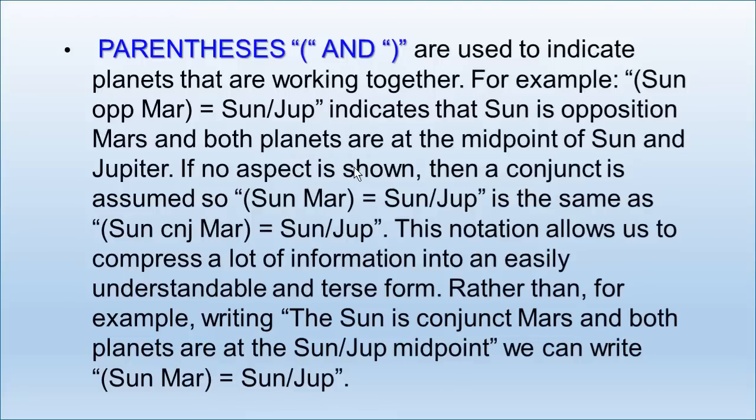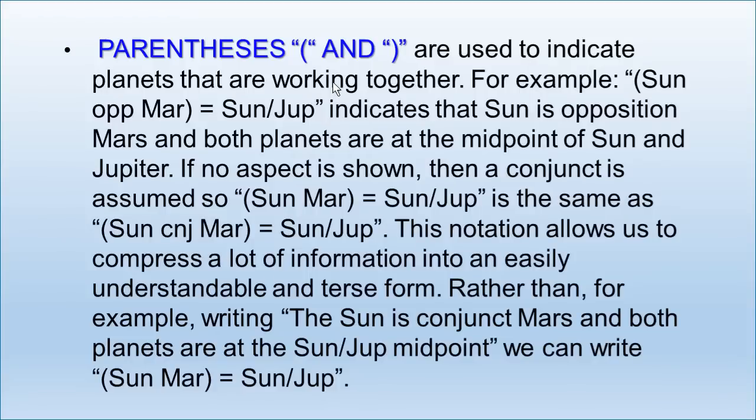Oh, wait a minute. Oh, what a terrible example. I used the Sun twice. Sorry. I should maybe make this slide over again. Well, it's okay. Let's say Moon opposition Mars equals Sun-Jupiter. So if Moon opposition Mars equals the Sun-Jupiter midpoint, it means that Moon is opposition Mars and both planets are at the Sun-Jupiter midpoint.